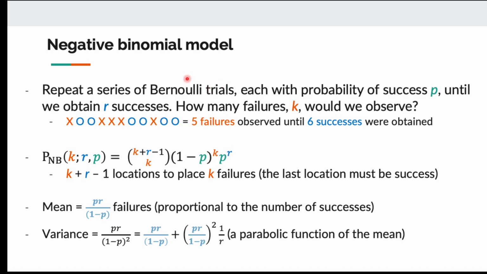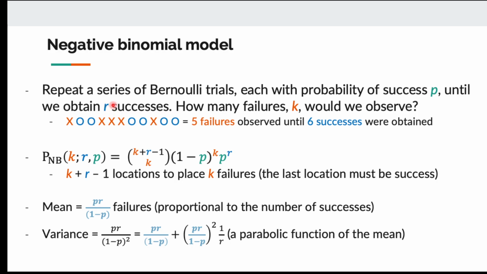So let's say we have some event or some trial, like throwing a coin or throwing a dice. You have a certain probability of success, the probability of getting the result that you want. And you want to keep doing this, like you want to keep throwing the dice or tossing the coin many times. And your goal is to obtain a certain number of successes. Let's say you want to get 5 heads. You want to toss the coin many times until you get 5 heads, and then you stop.